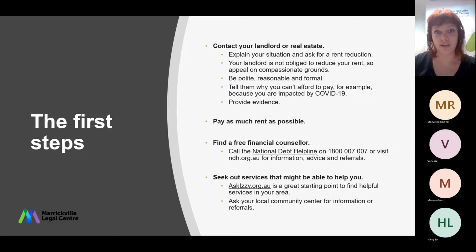Unfortunately, there's nothing under the law that says that a landlord has to agree to a rent reduction due to financial hardship, at least. So the best bet here is to appeal to their humanity, demonstrate why it's in their interests to keep you on as a tenant, and also, if you feel comfortable doing so, explain your vulnerabilities. Talk about why you're unable to afford to pay.